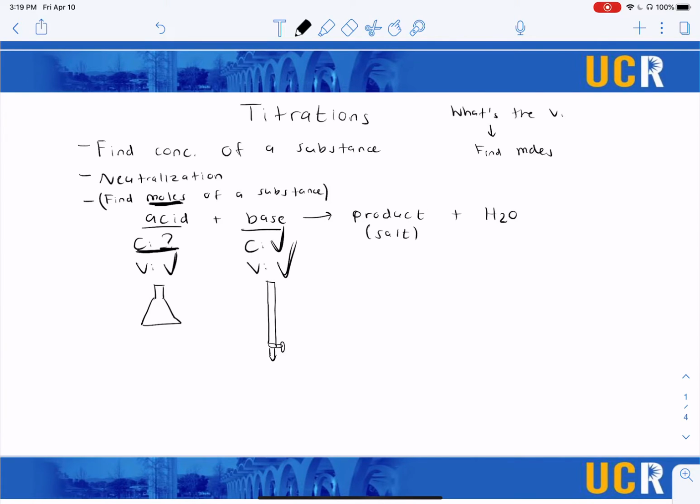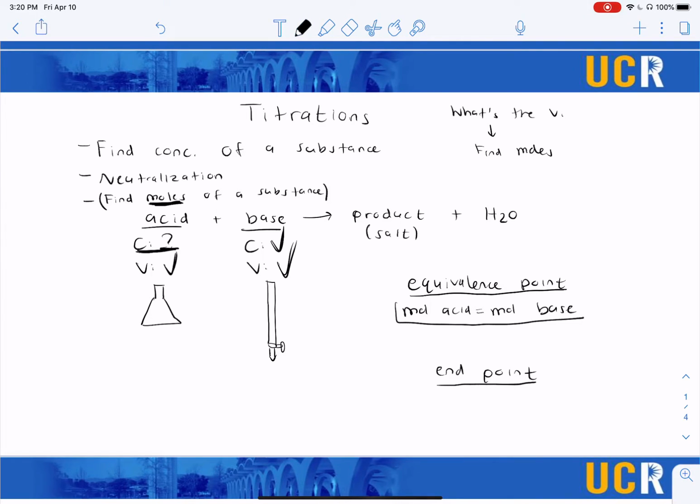And then we're just going to define two definitions that you're going to see quite a lot. The first one is the equivalence point. And then you have your endpoints. So your equivalence point, that's just when your moles of acid is equal to your moles of base. And so this is super important. This is the most important thing to take away from this video, that your moles of acid is equal to your moles of base after you do a titration reaction.